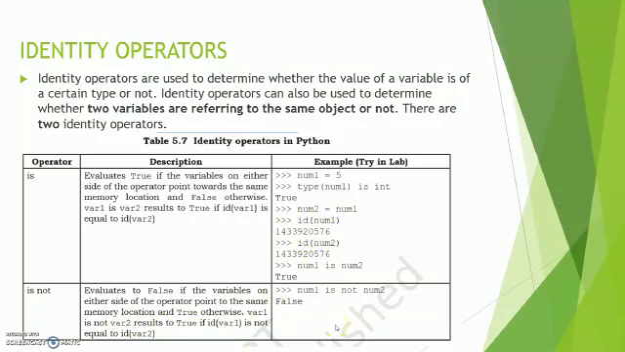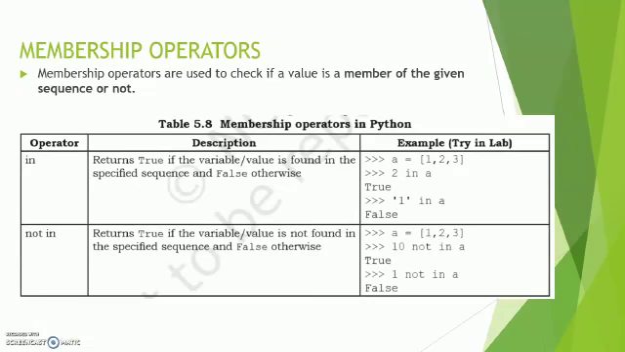The result will be false if the variables on either side point to the same memory location. We have to understand that the variables will be equal to each other only if they are of the same kind. That is, they are going to the same memory location. But if the memory location, that is where the values will be stored, is not the same, that means the evaluation will be false, and that is the is not operator. So there are only two types of identity operators: is and is not. Next we have the membership operators.